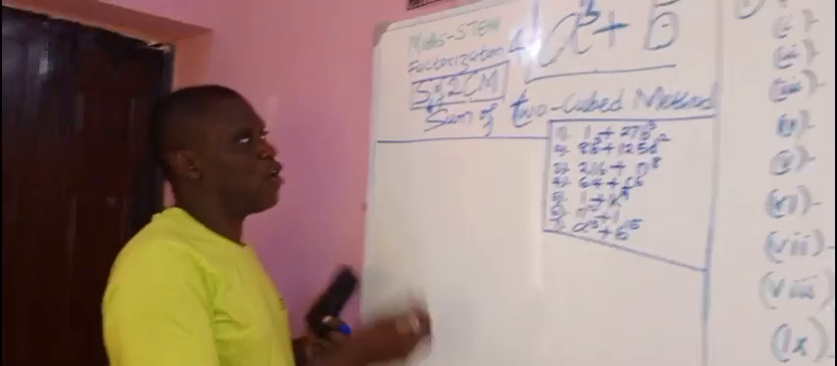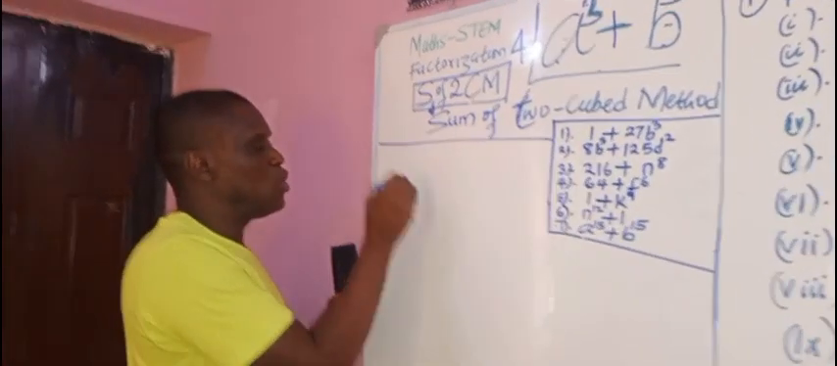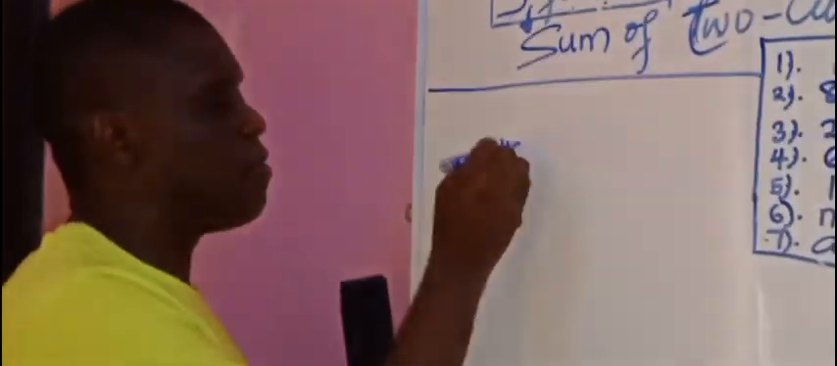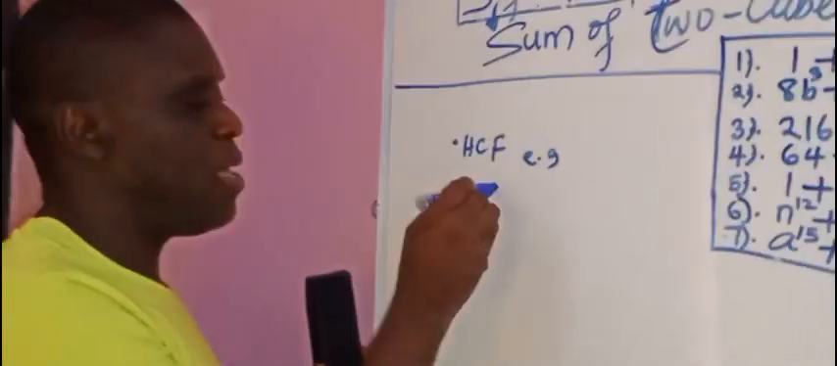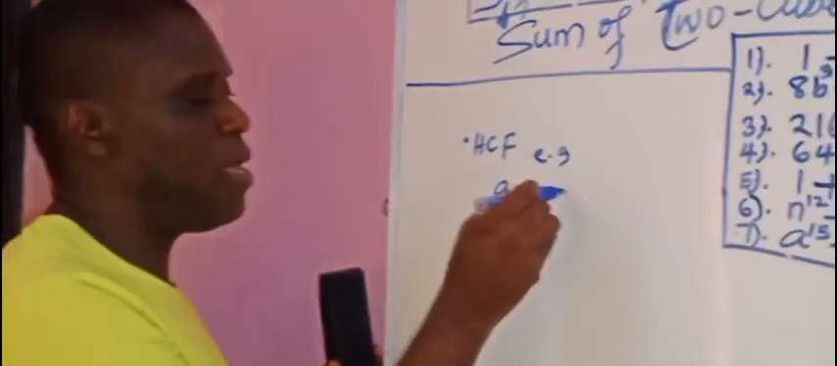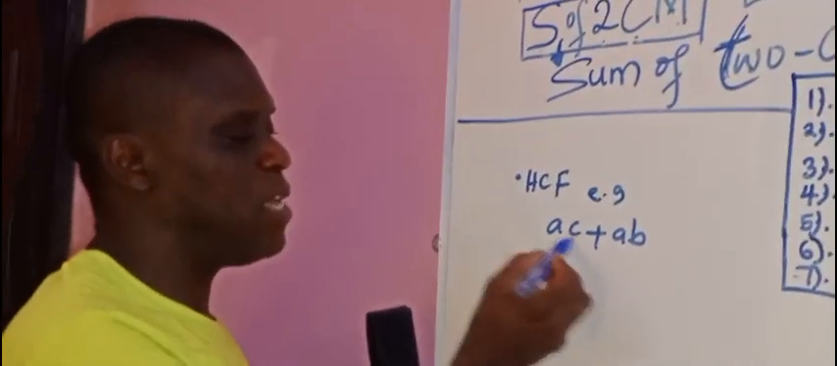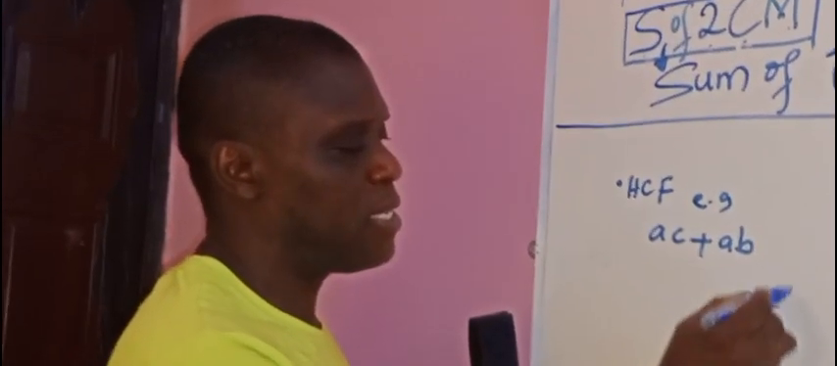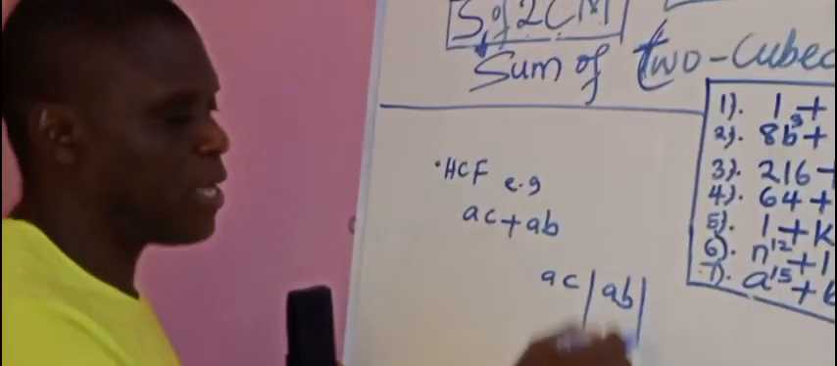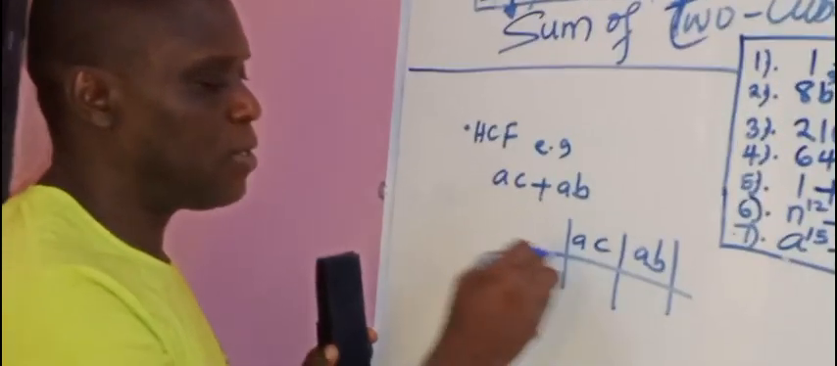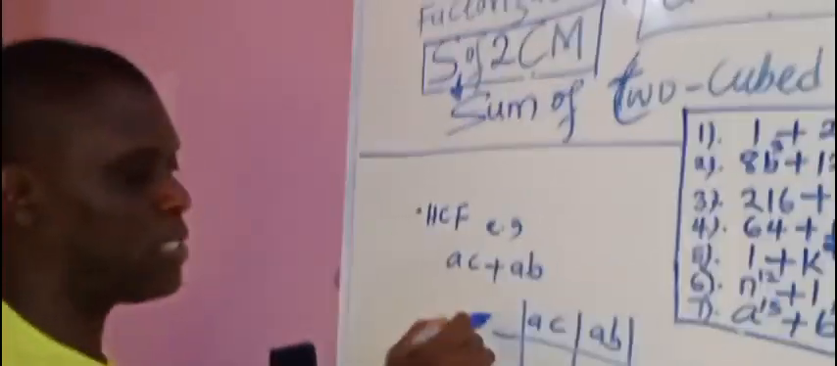Now let's have a recap. In video 1 of this particular series, we looked at how to use HCF in factorization. For example, if you have AC plus AB, all you need to do is to find the HCF of AC and AB, okay? Then, what is common? The highest common factor is A.